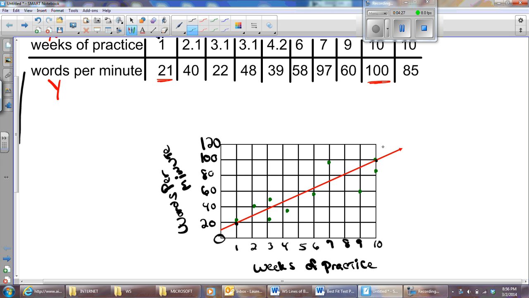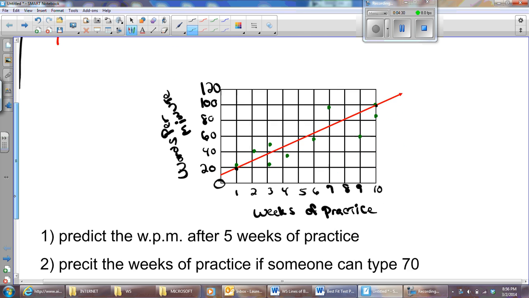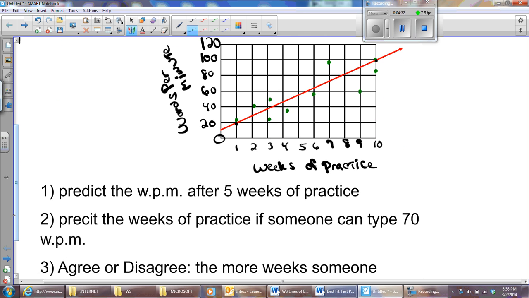All right, now I'm going to use this data to answer these predictions and try to give an intelligent analysis of what the data is saying. So first of all, let's predict the words per minute after 5 weeks of practice. Now, it's not going by the input-output table, it's going by the data, the line of best fit. So let me get to 5 weeks of practice and go up here, and then I will go horizontally there.